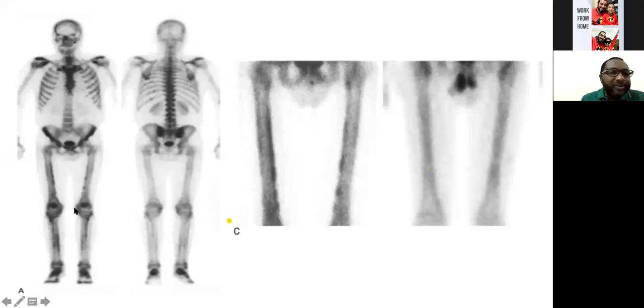But if you look very closely, you can see that in the part of the femur, you have this linear, irregular uptake, and that's why we do static. You can see this static anterior and posterior. Because the static has more counts, the image resolution is better. So you can see this linear uptake, and this is a typical appearance of hypertrophic pulmonary osteoarthropathy.